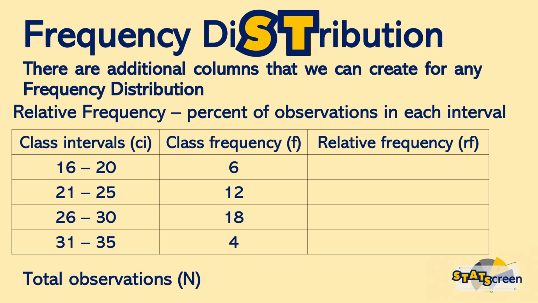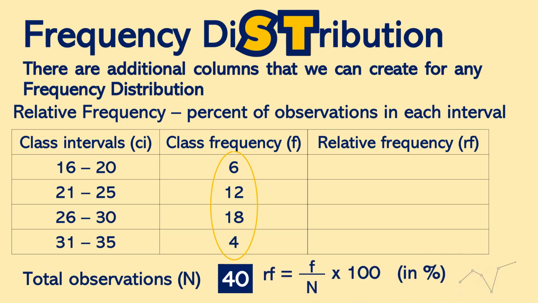First, getting the total class observation, and it could be solved when we just simply add the total frequency. And the total observations is equal to 40. This is our base as we were going to solve for the relative frequency for each class interval. And it's computed in this manner. The relative frequency for each class interval is simply the frequency of that class interval divided by the total observations times 100, and then that's in percent form.